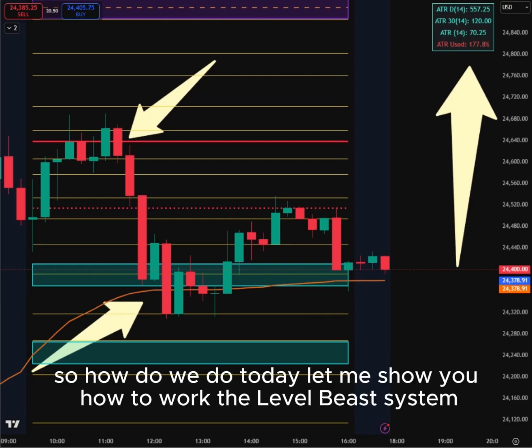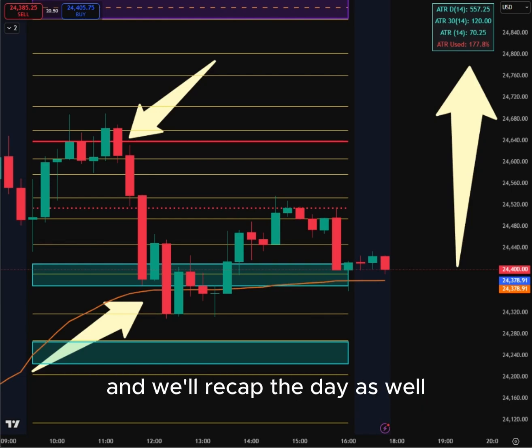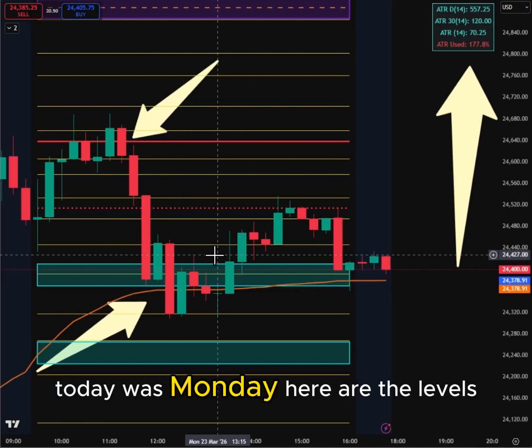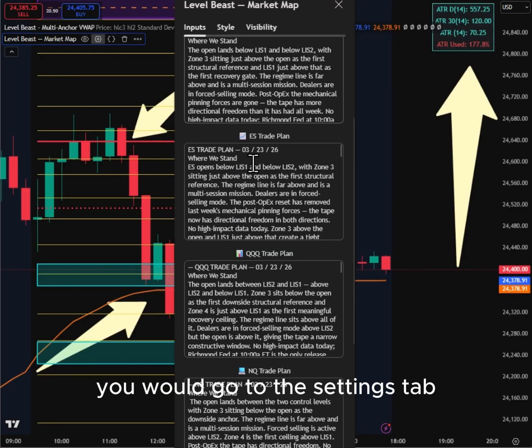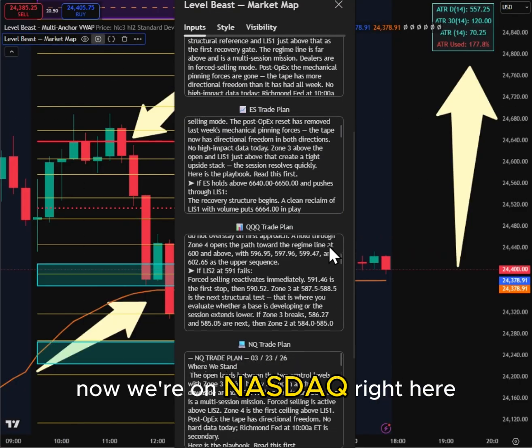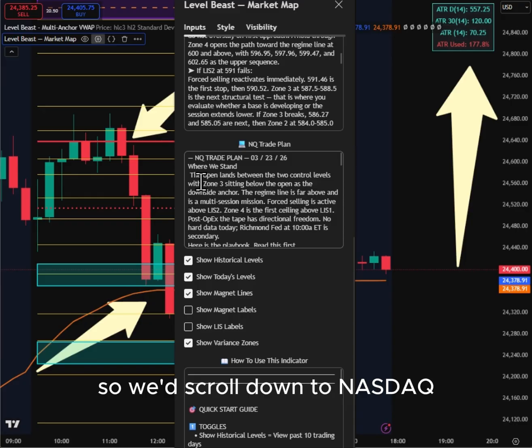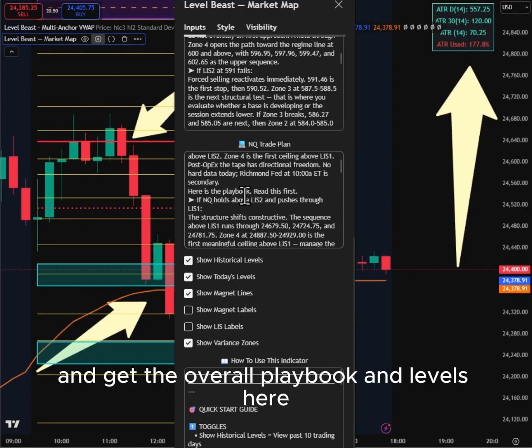Let me show you how to work the Level B system and we'll recap the day as well. Today was Monday. Here are the levels. They were released at 9:14 before the market opens here. You would go to the settings tab and check them all out. Now we're on NASDAQ right here, so we'd scroll down to NASDAQ and get the overall playbook and levels.